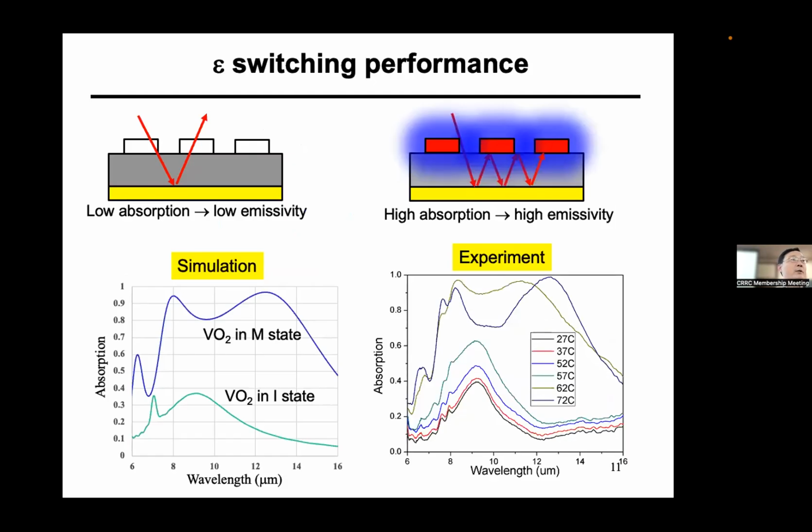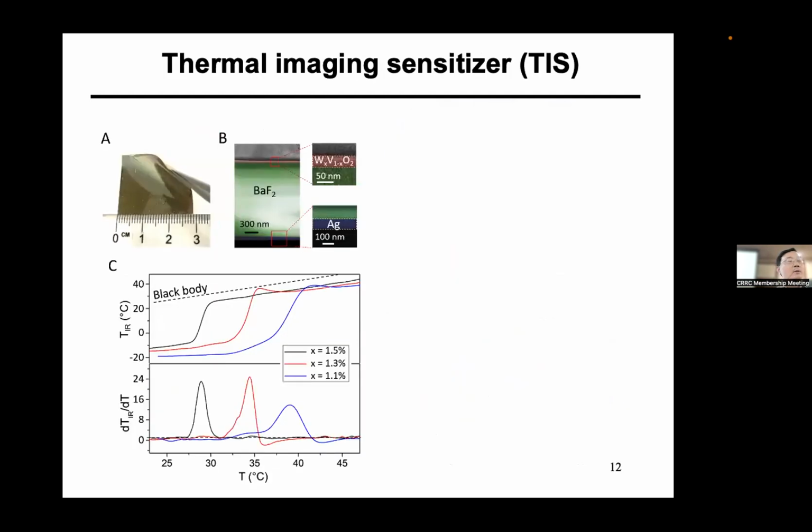And here I show you our simulation versus experiments, and clearly you see that the emissivity and also absorption strongly depend on temperature, and they switch to the other way. Okay, so that is the mechanism. So the first application that we use is to make this as what I call TIS, thermal imaging sensitizer.